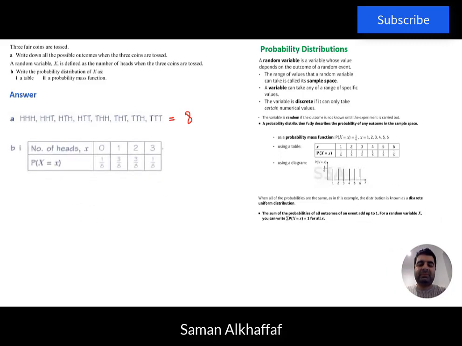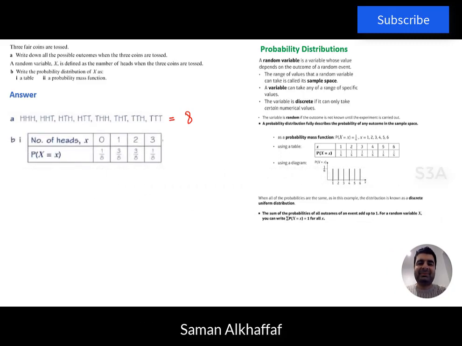We're told that we have the number of heads. The random variable goes up to 3, so we're looking at 0, 1, 2, and 3. How do we get the values of probabilities for 0, 1, 2 and 3? We know that the 3 coins having tails gives us the 0, and it's out of 8 possibilities, so we can write it as 1 over 8. So this is why we have the 1 over 8.